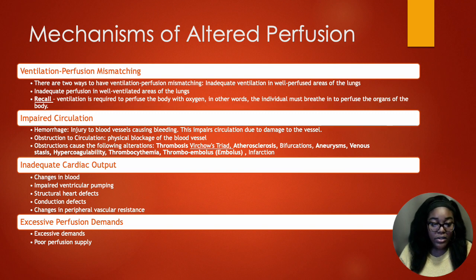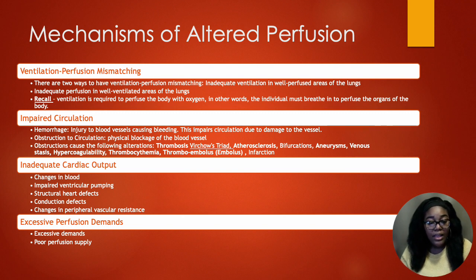As it relates to impaired circulation, you can have several issues that are related to impaired circulation. That could be an obstruction to circulation, so a physical blockage of that blood vessel. And you normally see physical obstructions with thrombosis, atherosclerosis. You can see that with aneurysms where the vessel is split or has burst. You can have venous stasis where you don't have that return of the blood where it needs to go. You can have too much clotting in the body. You can have embolisms in the body, and you can also have an infarction. So all of these would be issues that are related to impaired circulation in the body.